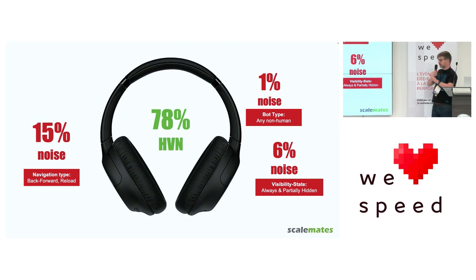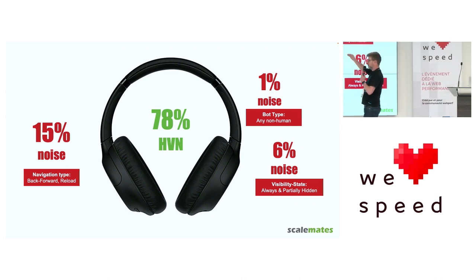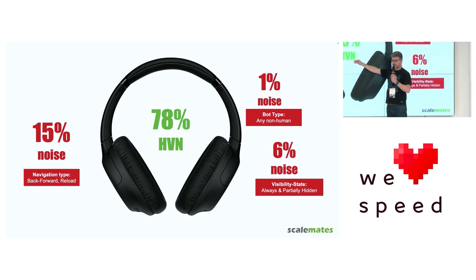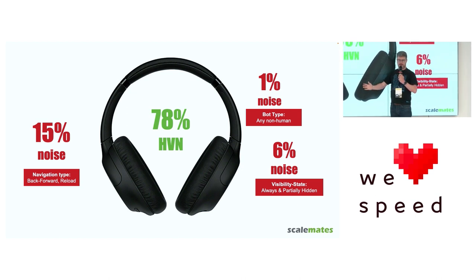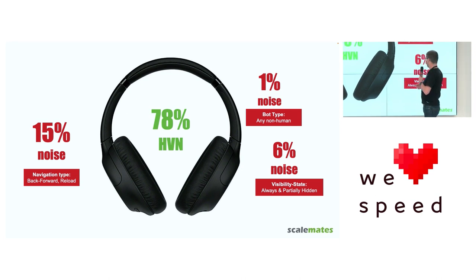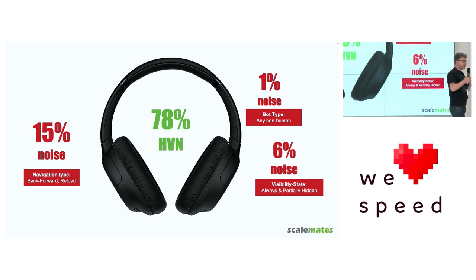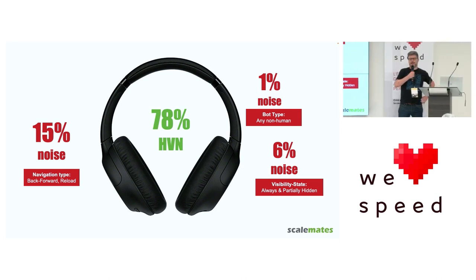So, summary: human, visible, navigations. If it's not human, forget it. If it's not visible, forget it. If it's not navigations, forget it. Now, you might say, Tim, why do you even capture this data? Why do RUM tools even capture this data if you throw it away?